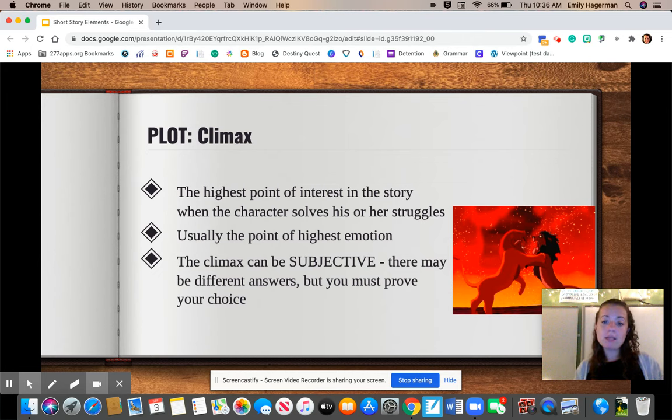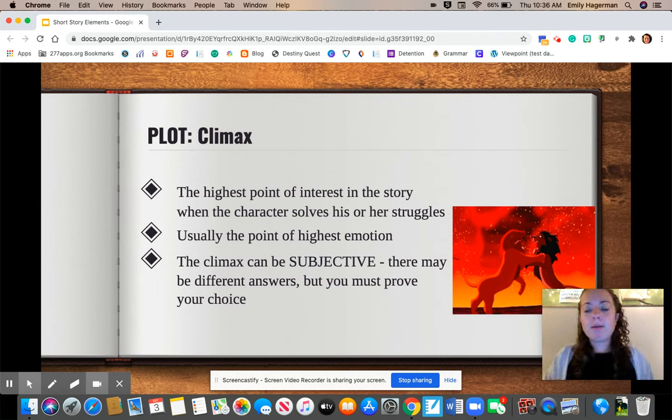Usually it's the point of highest emotion, but it can be really subjective. So there might be different answers, and there's not necessarily one right answer in a story of what the climax is. You just have to defend your answer. So for example, if I asked you on an assignment or on a test what a climax is in the story, or what the climax is in Lion King, I can think of two different answers you could give.